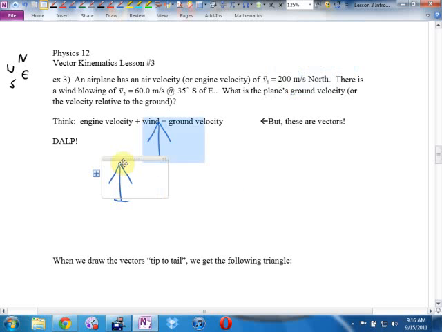DULP. Kara, what's DULP stand for? I'm going to draw a little picture. Here's my hint I gave you. You want to think the engine velocity plus the wind is what gives you the ground velocity. What's the engine velocity according to this question? 200.